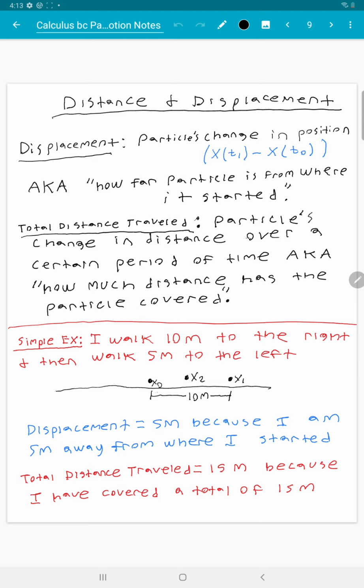Now let's think about total distance traveled. We traveled 10 meters to the right and 5 meters to the left, so our total distance traveled is simply 15 meters. It's like the odometer on our car. It's just adding the distances that we go.